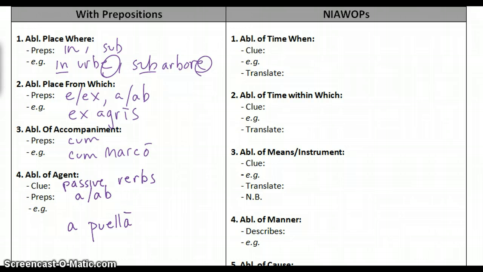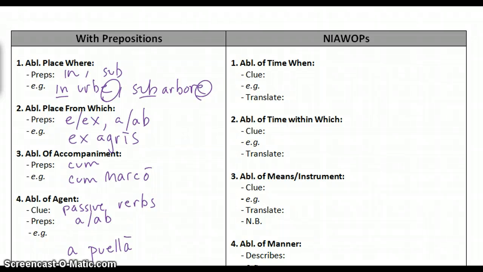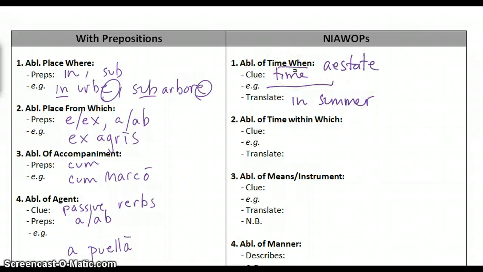Now, on the right-hand side of this column, we have the NIAWAPs, right? The nouns in the ablative without prepositions. One really common one that we've seen a ton of is the ablative of time when. Very commonly, we could maybe say aestate, which we saw in chapter 1 of Ecce Romani. Aestate, our clue is that it's going to be a time word. Now, the word aestas in Latin means summer, right? Summer is a time of the year, a season. So aestate would be our example, and it's translated in summer, right? It's explaining when, time when. So, when are you going to visit your friend? Aestate, in summer. Notice you have to add the word in English. It doesn't exist in Latin. It's a NIAWAP without a preposition.